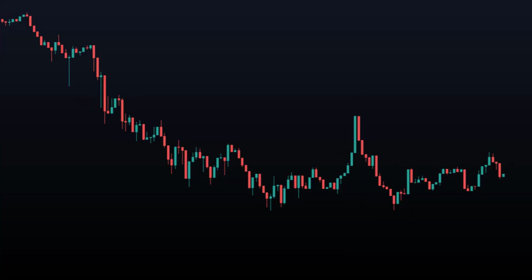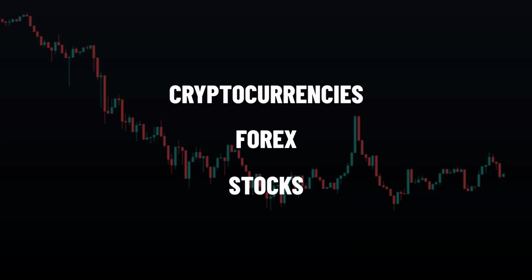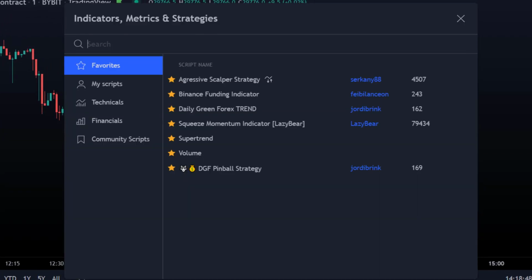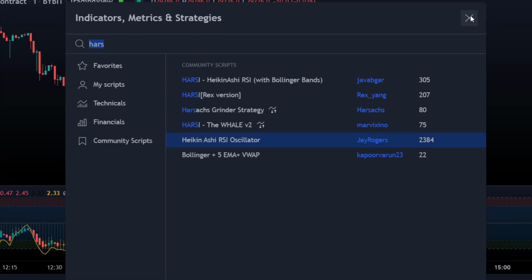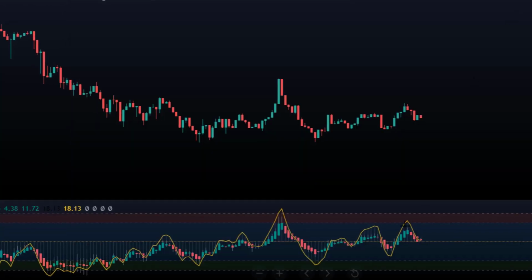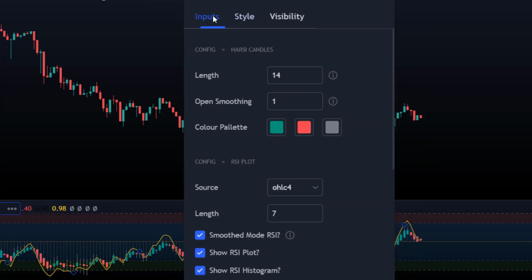Today, I am trading the strategy on the price of Bitcoin, but you can also run this strategy on other cryptocurrencies or forex or on the stock market. We are using one indicator for the strategy. That is the HEIKIN ASHI RSI oscillator. The abbreviation is HARS. The only thing we need to change on this indicator is the open smoothing from 1 to 8.